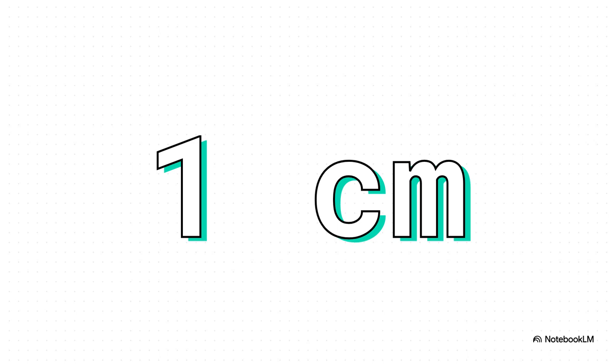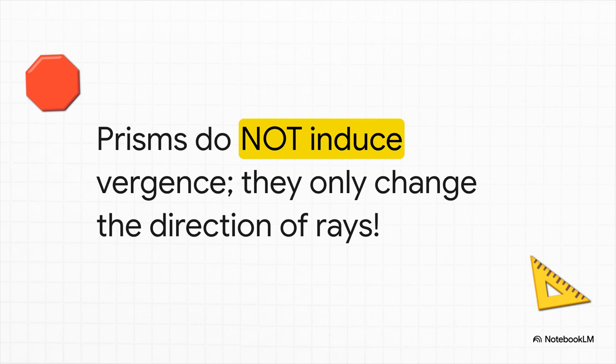Notice how this sounds remarkably similar to a lens diopter, which focuses light over the course of a meter? But here's a critical distinction. Do not confuse prisms with lenses in isolation. Prisms do not induce vergence. They only change the direction of the light rays. A prism alone will not converge or diverge your parallel rays. It's just going to bend the whole beam somewhere else.